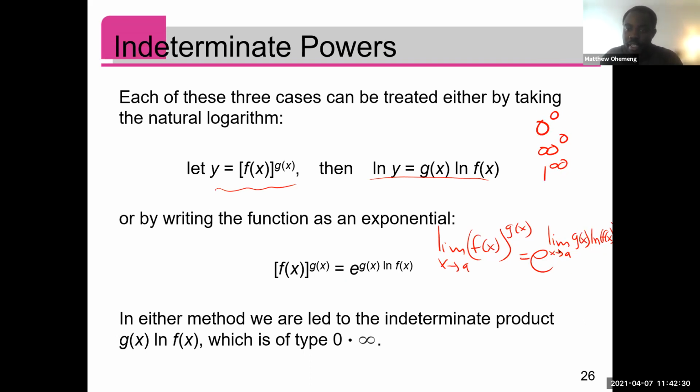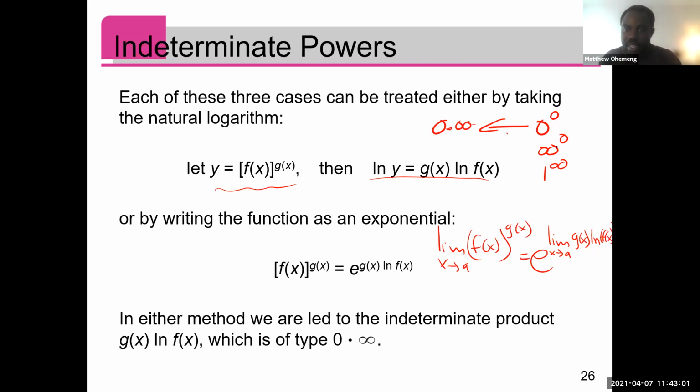Now, the g of s are always the exponents, right? So if you have the limit as s approaches a of g of s times ln of f of s, and you consider the type 0 to the power 0, then the g of s will be 0, and the ln of the base, which also approaches 0, will approach negative infinity. That means it will lead to 0 times some kind of infinity, type 0 times infinity.